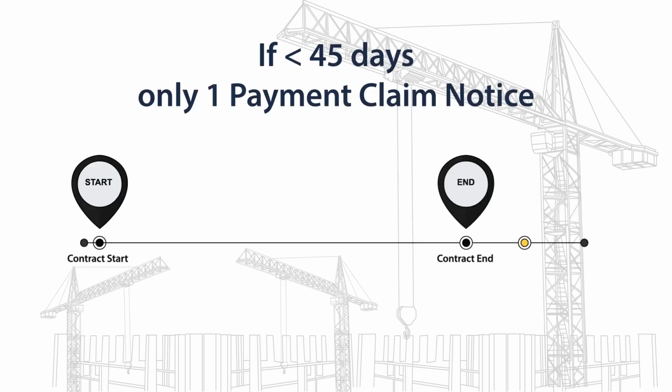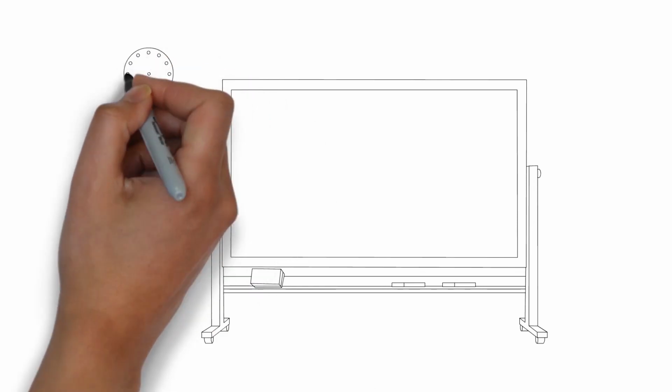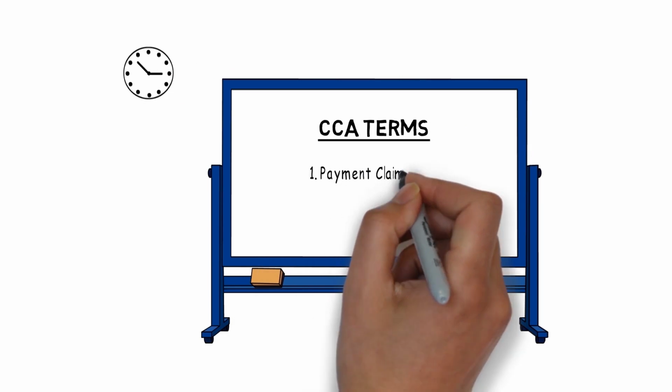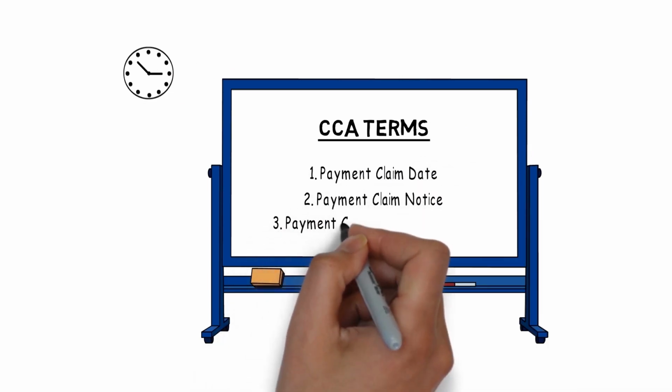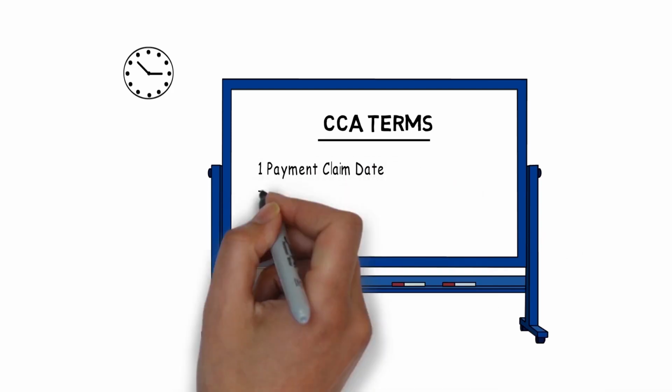If the project is estimated to last less than 45 days, the payment claim date is 14 days following the completion of the works. For this project length, only one payment claim notice will be submitted. There are 3 terms to be aware of in relation to the payment process under the CCA. 1. Payment claim date. 2. Payment claim notice. And 3. Payment claim response notice.